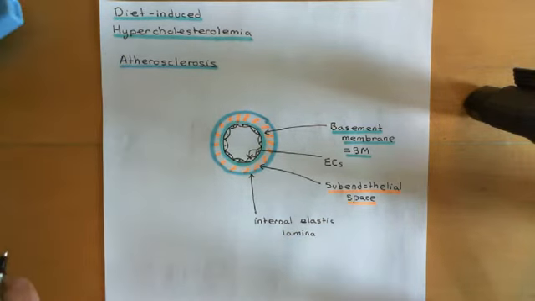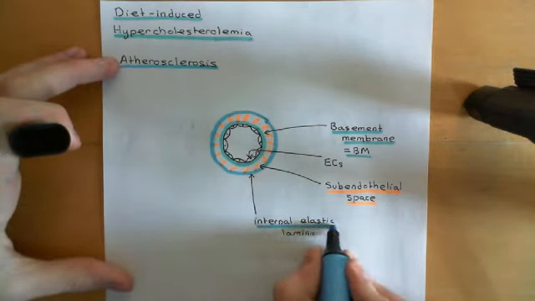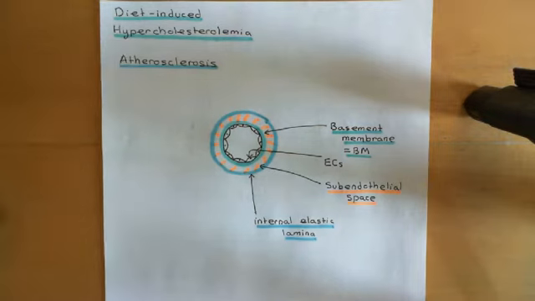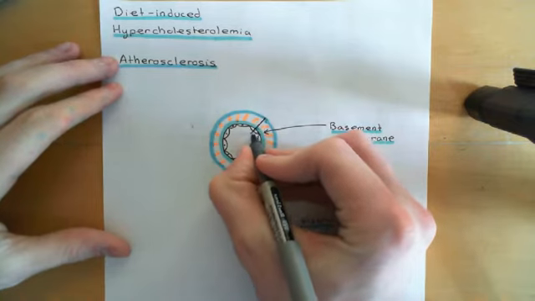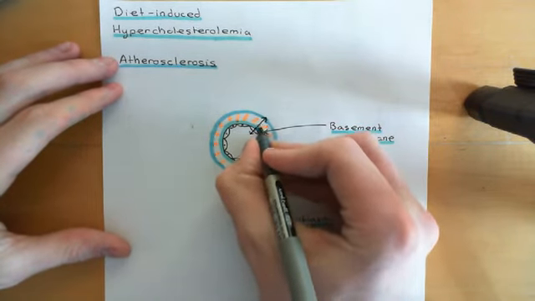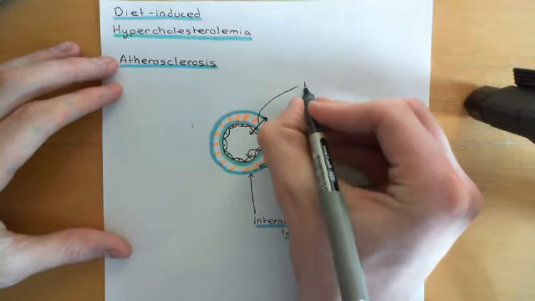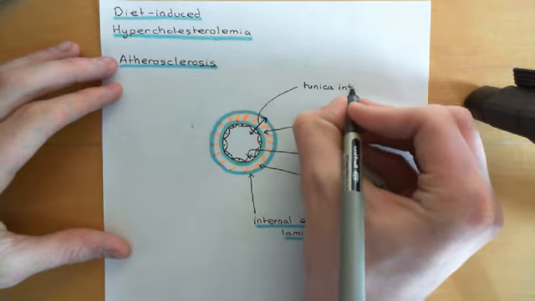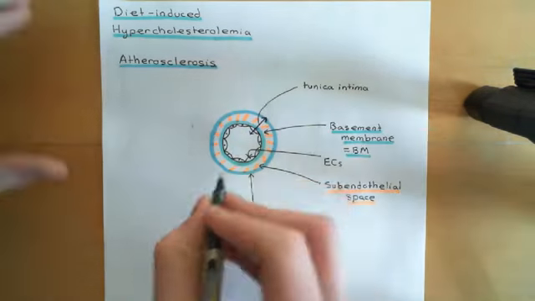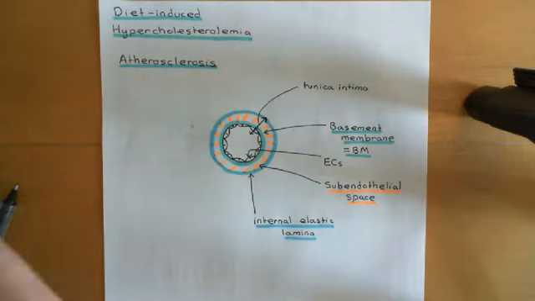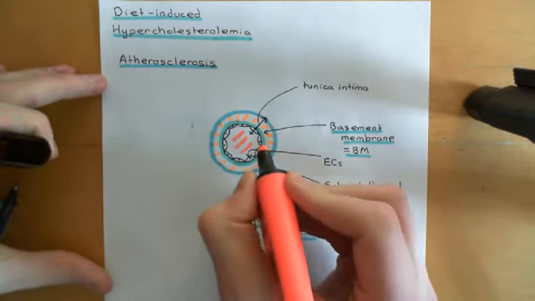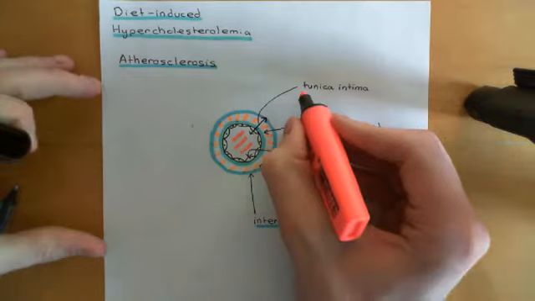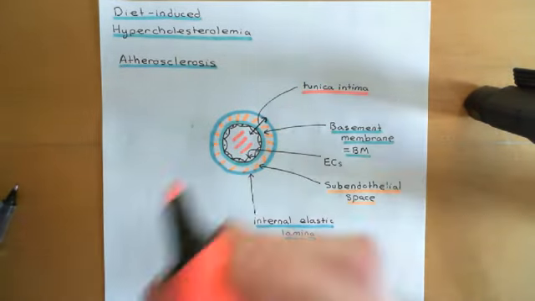So all of the layers that we've now seen, the endothelial cells sitting on their basement membrane, the subendothelial space underneath the basement membrane, and the internal elastic lamina, all of those layers collectively together are known as the Tunica Intima. Tunica means layer, and Intima means close, so a layer that is close to the lumen of the blood vessel. I should have probably pointed out the lumen of the blood vessel. That's that portion in there. So all of this is the Tunica Intima.